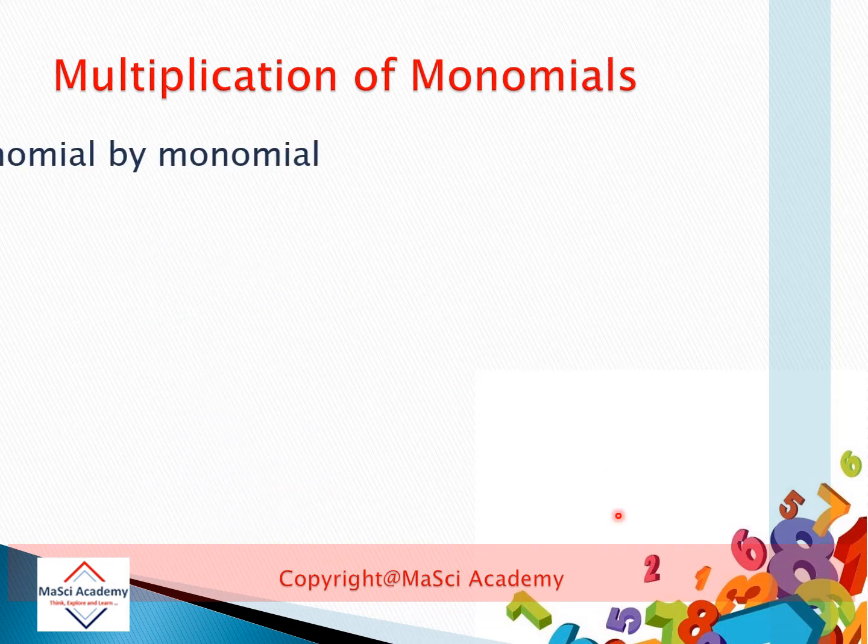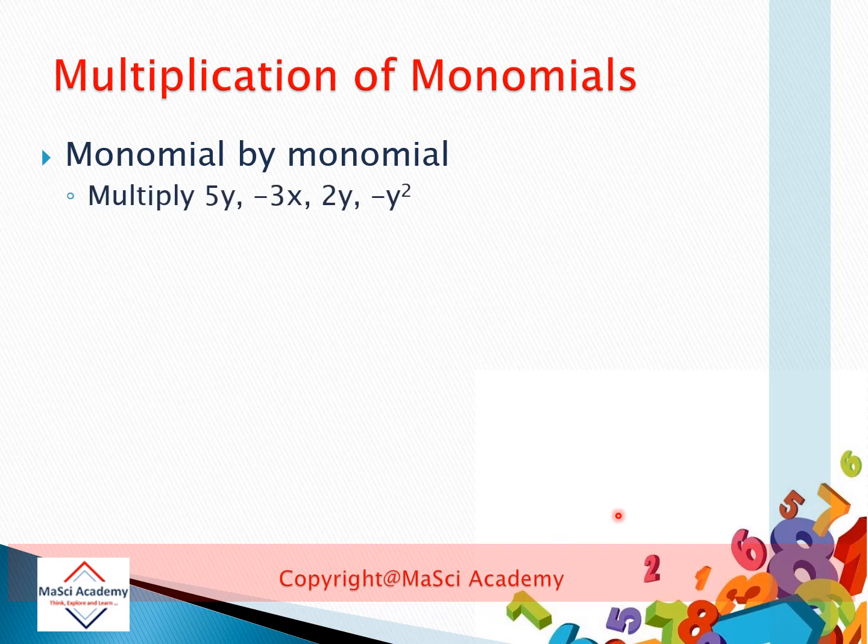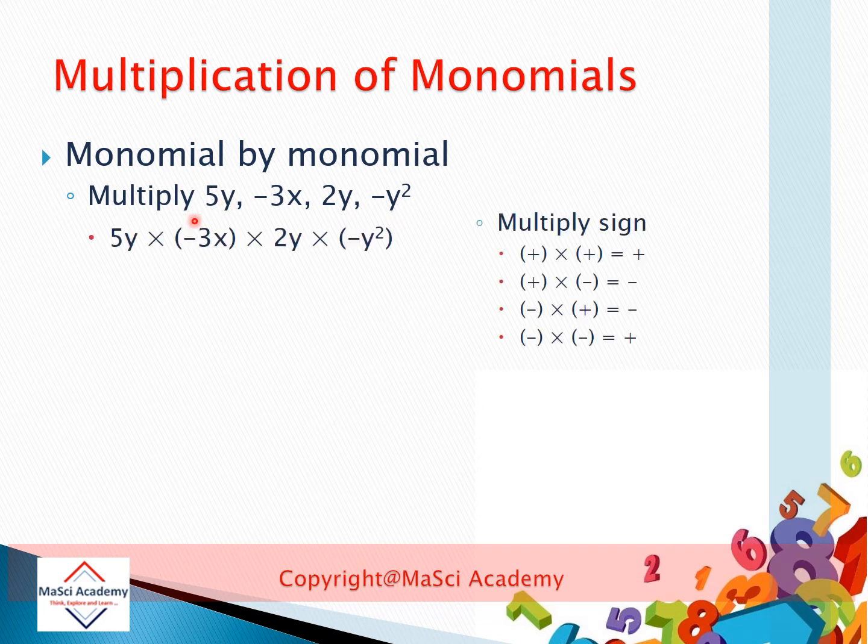To begin with, let's see the multiplication of a monomial by a monomial. For example, 5y, minus 3x, 2y and minus y square are to be multiplied together. We first begin by multiplying the signs of the various multiplicands. These follow the basic rules of multiplication of signs, that is plus into plus becomes plus, plus into minus is minus, minus into plus is minus, minus into minus is again plus. So if the signs of both the multiplicands are the same, the sign of the product would be plus. And if the signs of the multiplicands are different, the sign of the product would be minus.